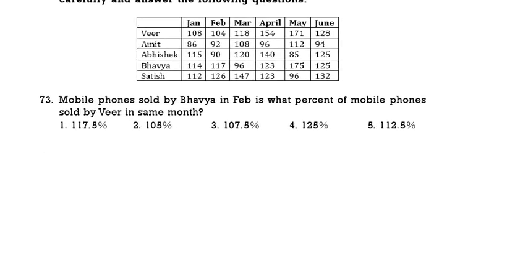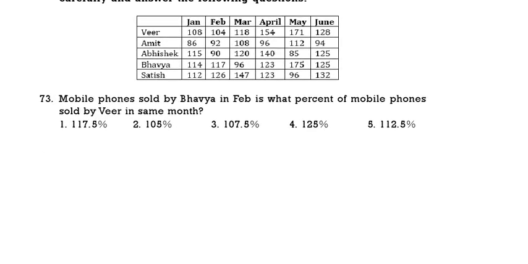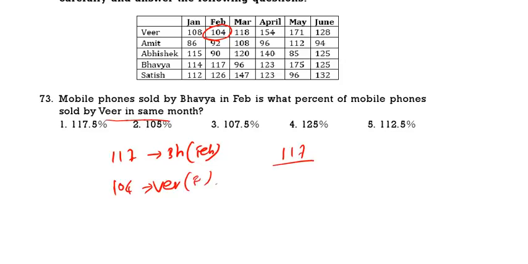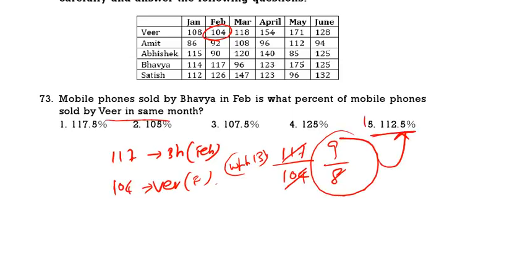Mobiles sold by Bhavya in February. So Bhavya in February is 117. Veer in the same month. Veer in February 104. Now this is what percent of this? We can divide by 13. With 13 we can do 13 nines, 13 eights. 9 by 8 means 112.5. 9 by 8 is always equal to 112.5. See the next question.